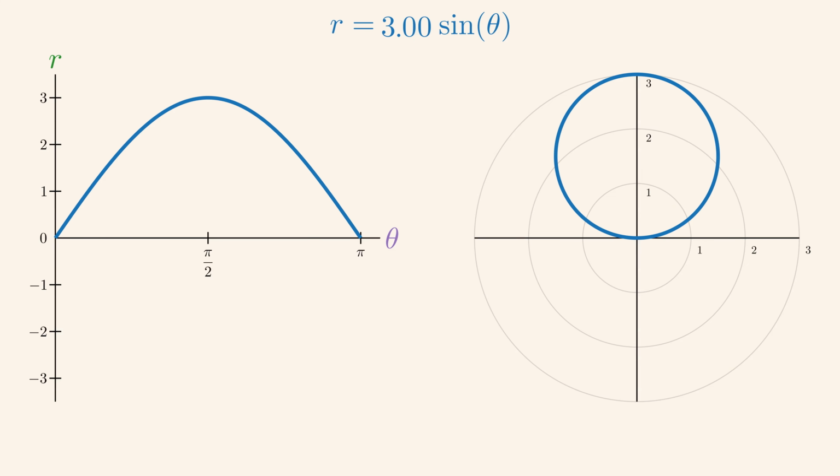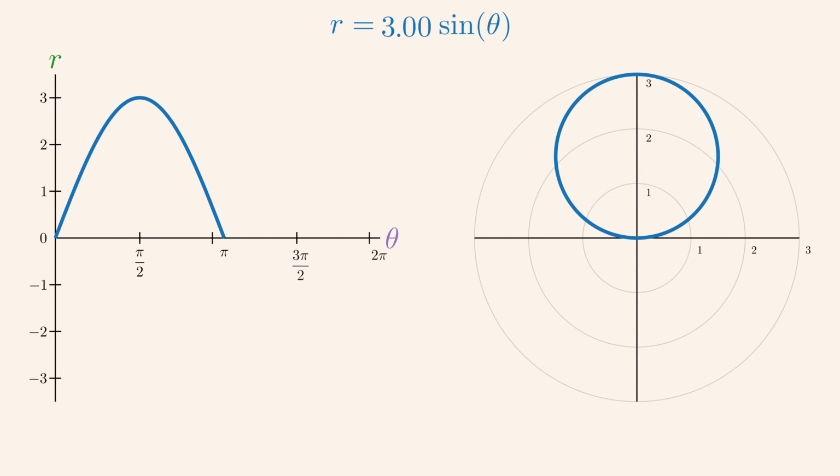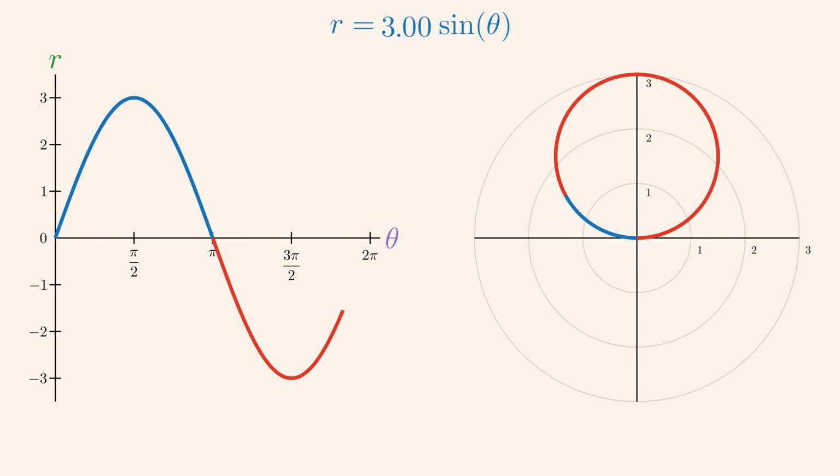Remember how we ignored the domain from pi to 2 pi earlier? Now let's plot the equation in that domain. As you can see, the red plot from pi to 2 pi completely overlaps the blue plot from 0 to pi. And this is why we usually ignore it.